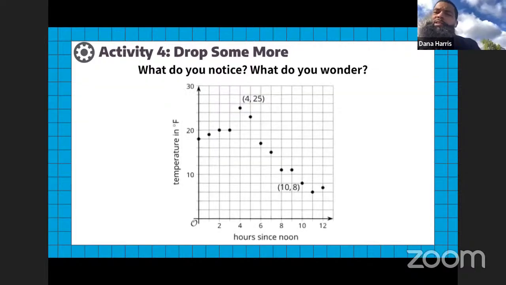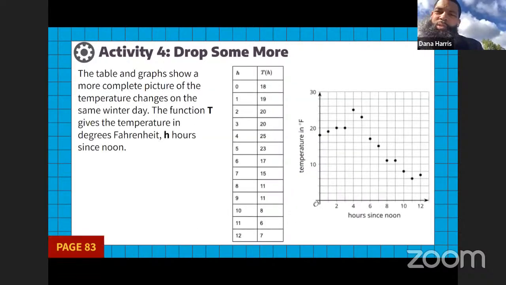Now, when I look at this also, here's a scatter plot with all the points of the temperatures since noon, okay? So when I look at the description of this, we can talk about notices and wonders, but I don't want to spend all the time on that. It says, now we have a table that goes along with this graph, and it's a scatter plot. So the table and graph show a more complete picture of the temperature changes on the same winter day.